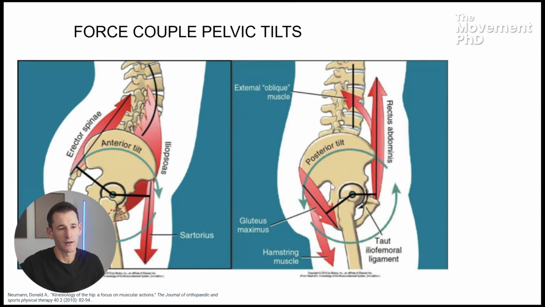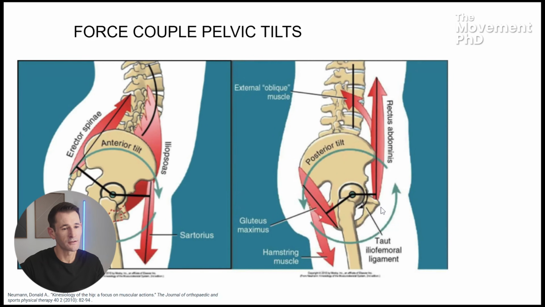Now let's talk about the force couple involved in a posterior pelvic tilt, which is the opposite of this. So in a posterior pelvic tilt, our PSIS and the posterior aspect of our pelvis is going inferior, and our ASIS, pubic crest, all of those anterior parts of our pelvis, are going to be going superior.